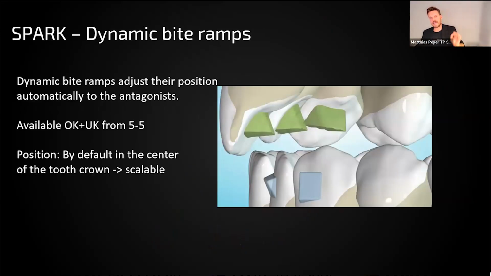We have the dynamic bite ramps. It's very similar to what we have seen with Angel. The dynamic bite ramps adjust their position automatically to the antagonists. But what is the big difference and what makes it unique for Spark? They are available upper and lower arch from 5 to 5, not only from 3 to 3.